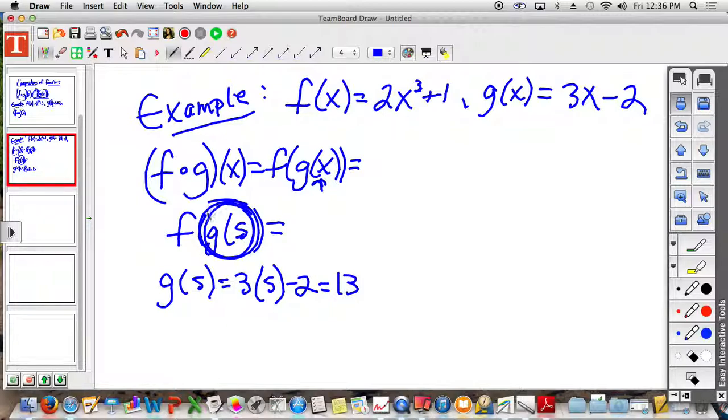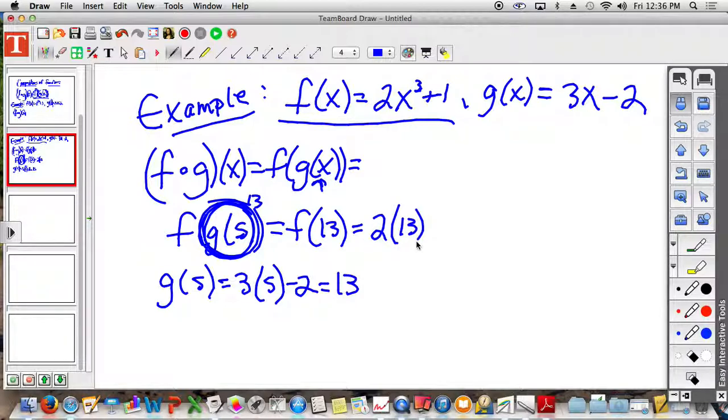In other words, this part right here is 13. So what we need to do is calculate f of 13. I'm going to take that 13 and plug it into f of x. You have to use this function now, so you're going to do 2 times 13 to the 3rd power plus 1.